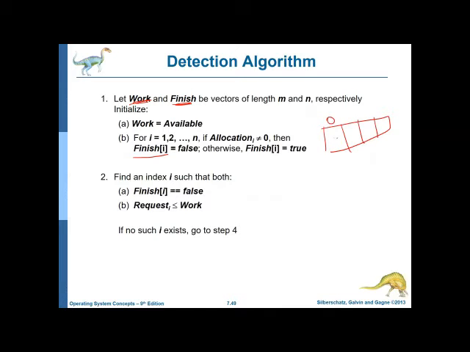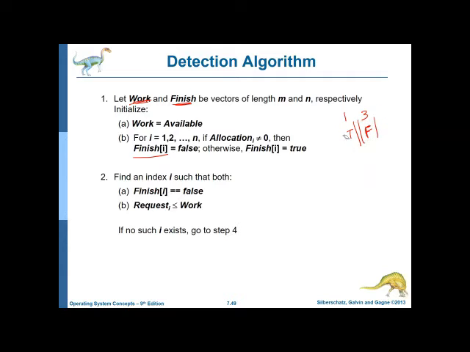So if finish of 0 is false, what does it mean? Process 0 has not finished. If finish of 3 is false, what does that mean? That means process number 3 has not finished its task. If finish of 1 is true, that means process number 1 has finished its task, and so on.